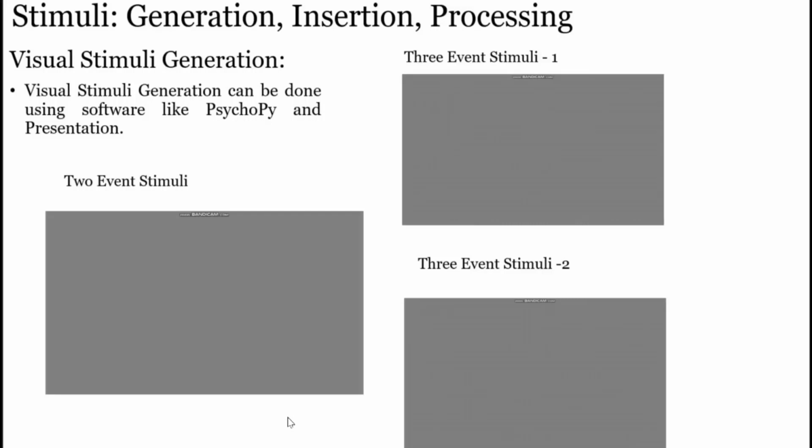In case of a target, the subject was asked to press a button or remember the count of the occurrences of the target. Basically, someone with poor motor control or someone who is paralyzed, who cannot press the key, used to be asked to keep track of the number of counts. So these are different scenarios of three event stimuli.